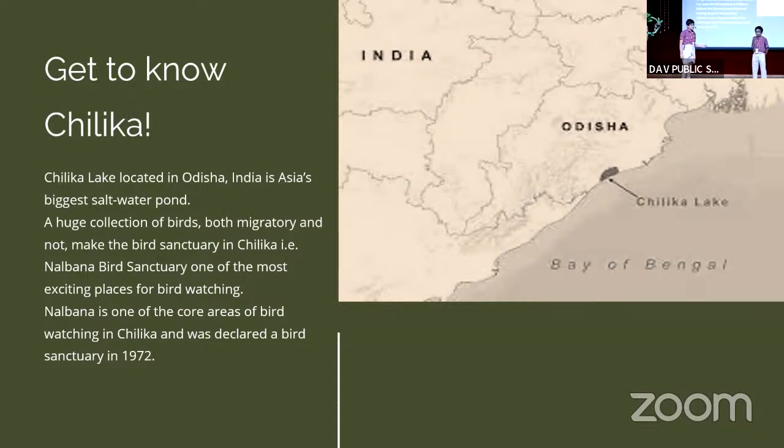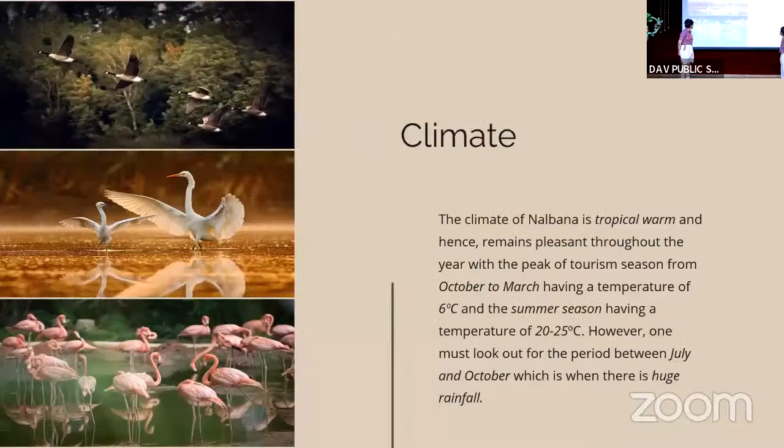Why is this place so suitable for birds, Arya? Good question. The main reason is climate. The climate of Nalabana remains tropical warm and is very pleasant throughout the year, with October to March having a temperature of 6 degrees Celsius and summer season having a temperature of 20 to 25 degrees Celsius. However, one must look out for the period between July and October, as this is when heavy rainfall occurs.